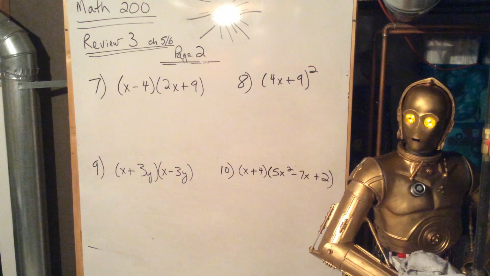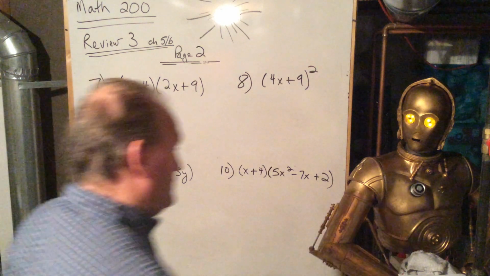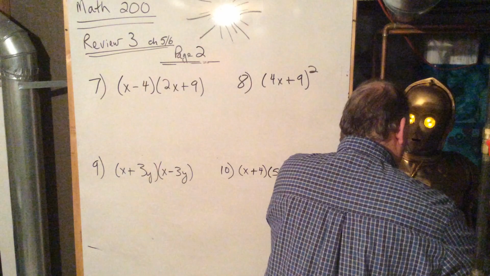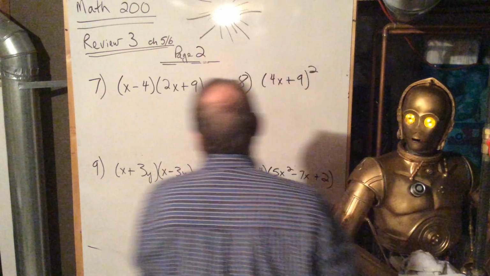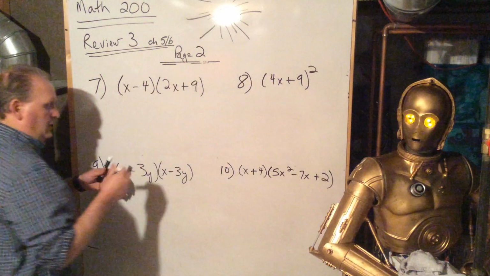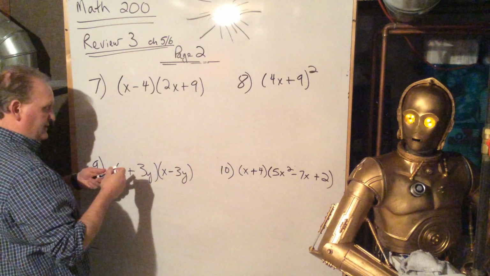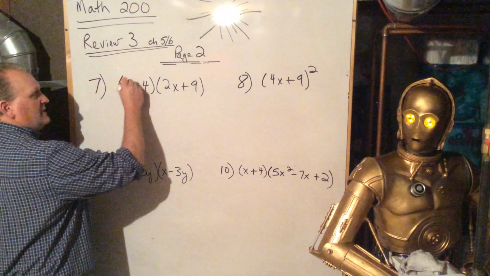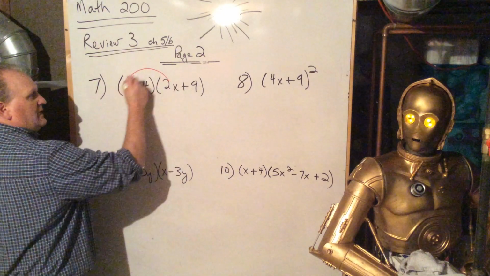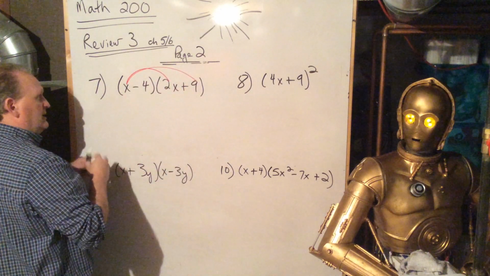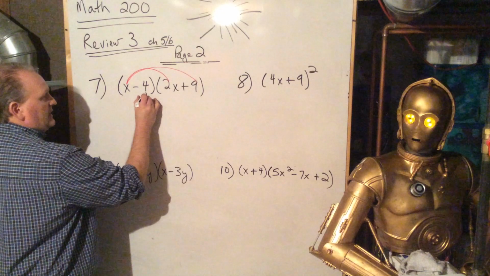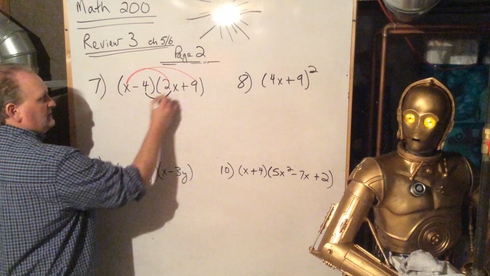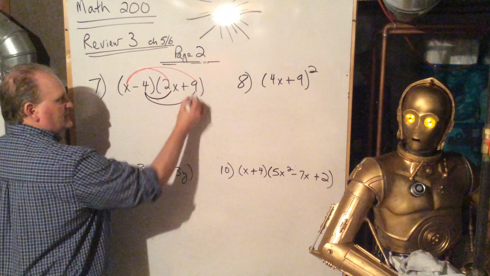Okay, so this is Math 200, Review 3. We're looking at page 2. So multiply. We're going to do FOIL, or the distributive property, twice. That is x times 2x, x times 9. And then we're also going to take negative 4 times 2x and negative 4 times 9.